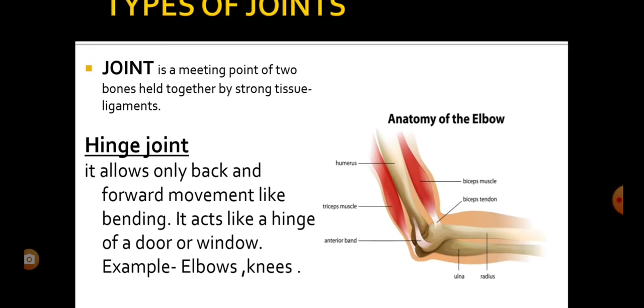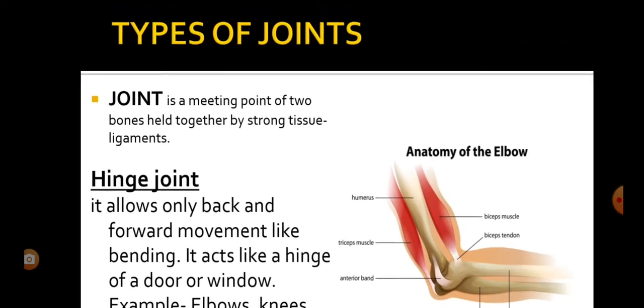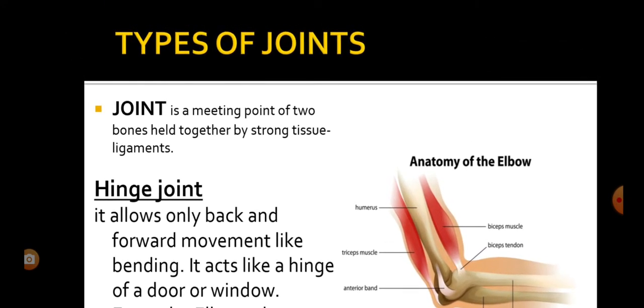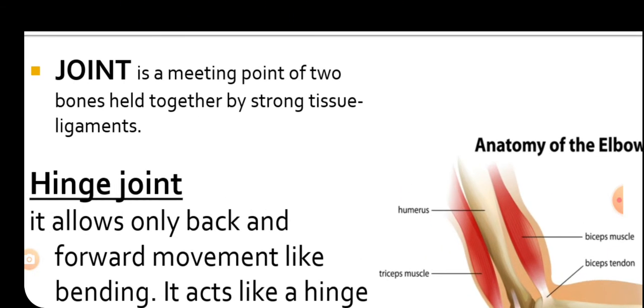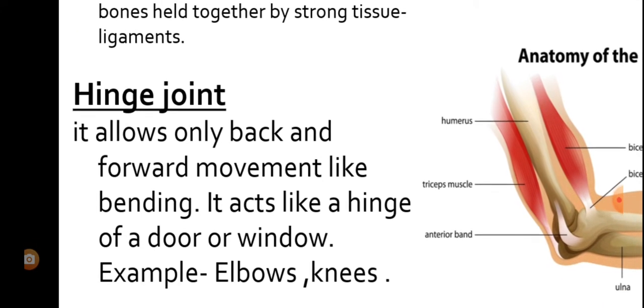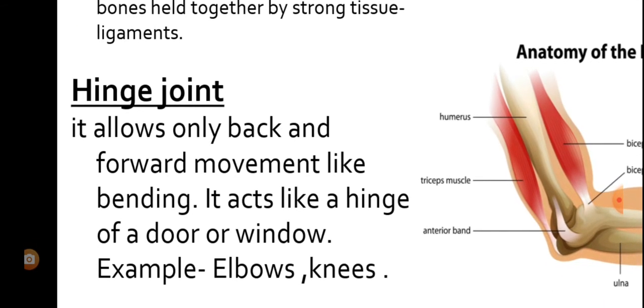Next is joints. When two bones are attached together with some strong tissues, that is called a joint. So let's see the definition of a joint. A joint is a meeting point of two bones, and these are held together by some strong tissues like tendons and ligaments. We have different types of joints in our skeletal system.